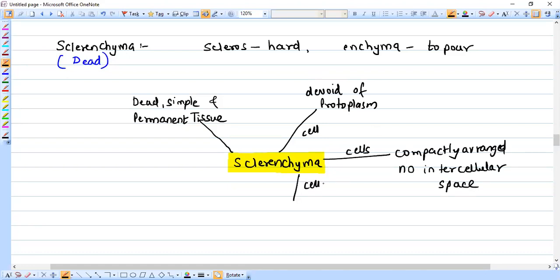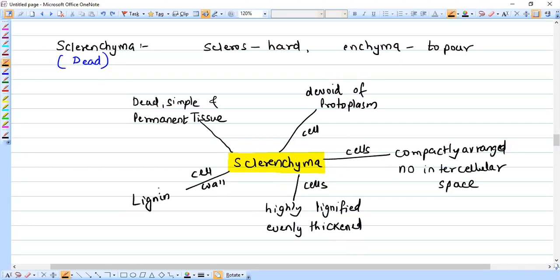The cells of Sclerenchyma are highly lignified. Highly lignified means what? There is a deposition of lignin. And if lignin is deposited in the cell, then it is considered dead. But it shows even thickness. So it is evenly thickened, not like Collenchyma, which shows uneven thickness. So here we can say that it shows evenly thickened. And what about this cell wall? The cell wall will be made up of lignin. Why lignin? Because it is a dead cell.